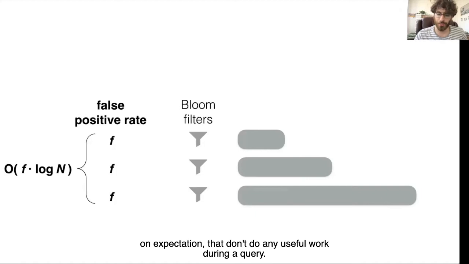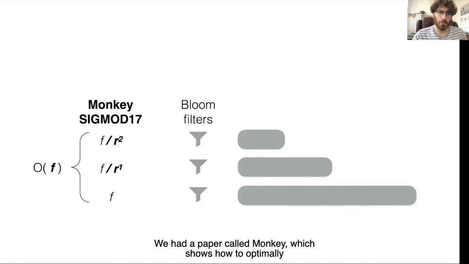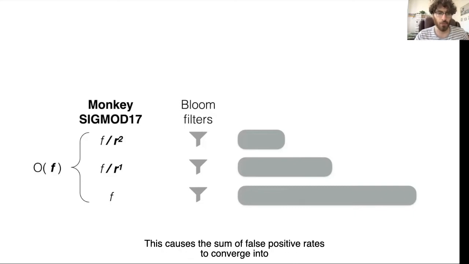In 2017, however, at SIGMOD, we had a paper called Monkey, which showed how to optimally assign false positive rates to Bloom filters across different levels so as to minimize the overall false positive rate for the LSM tree. The result was that it's better to set exponentially decreasing false positive rates for smaller levels. This causes the sum of false positive rates to converge into a term that's independent of the number of levels and thereby shave a log of n factor from query complexity.